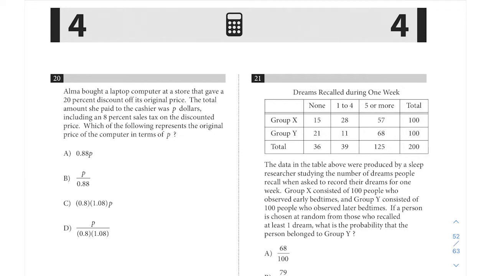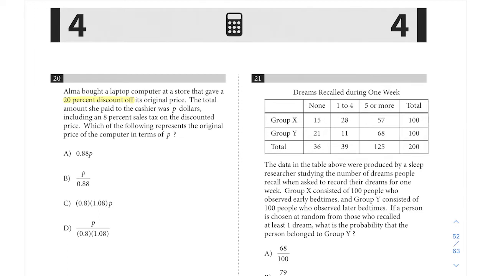So for question 20, it reads, Alma bought a laptop computer at a store that gave a 20% discount off its original price. So they give us two indicators there of what we're going to do with this numerically. It's discount, and they double down and say it's off. So we're going to be subtracting that from our original price.